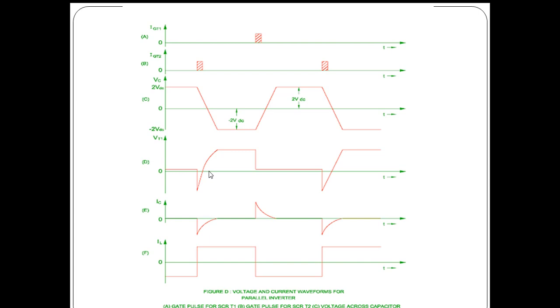In the parallel inverter, the capacitor used for commutation is in parallel. During the working of the parallel inverter, capacitor C comes in parallel with the load via the transformer. So therefore it is called a parallel inverter.